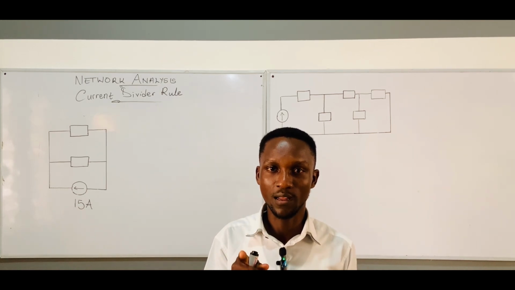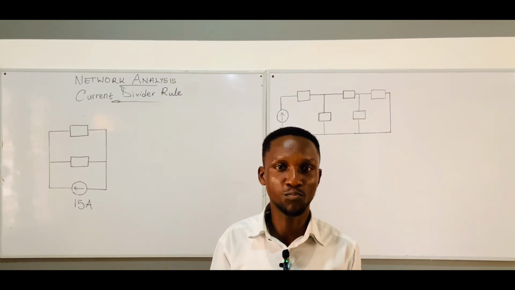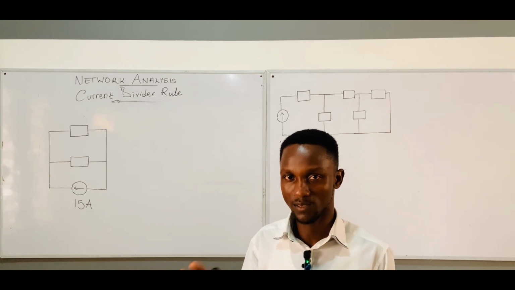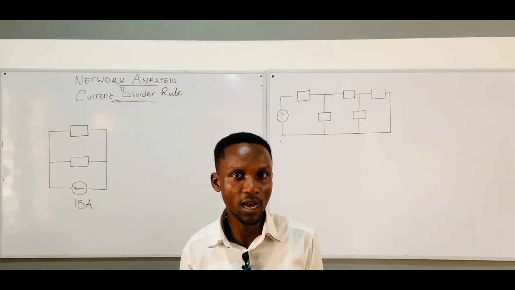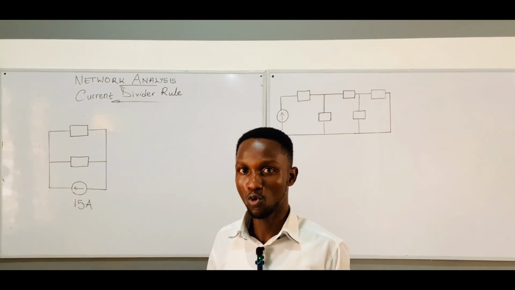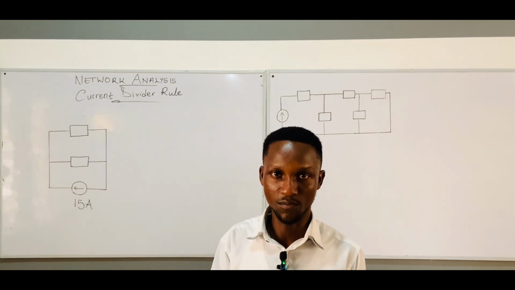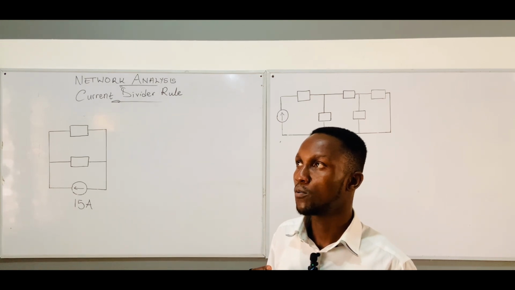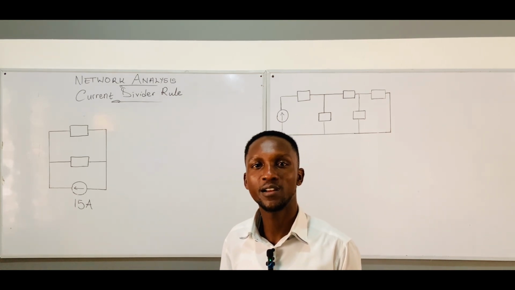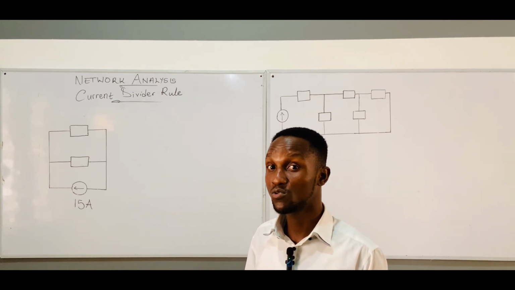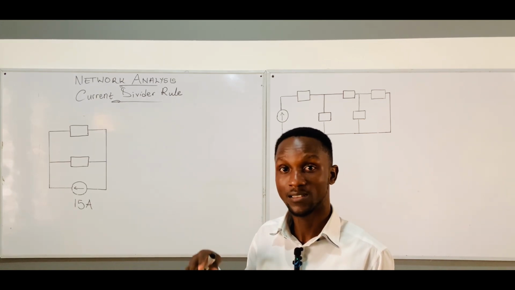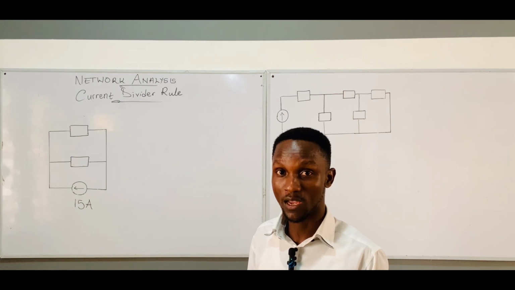Remember that conductance is the reciprocal of resistance. You can read about conductance and resistance. Resistance is measured in ohms, conductance is measured in Siemens. When you read further, you will understand. Now, there is a formula for the current divider rule, and I need to teach you to understand it so that when I'm applying it in complex calculations, you know what we are doing.